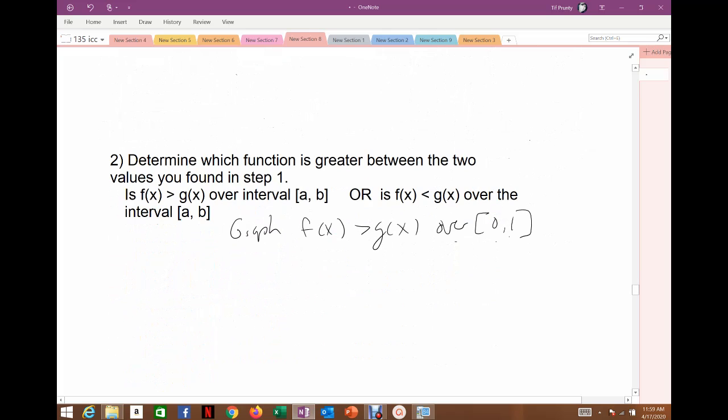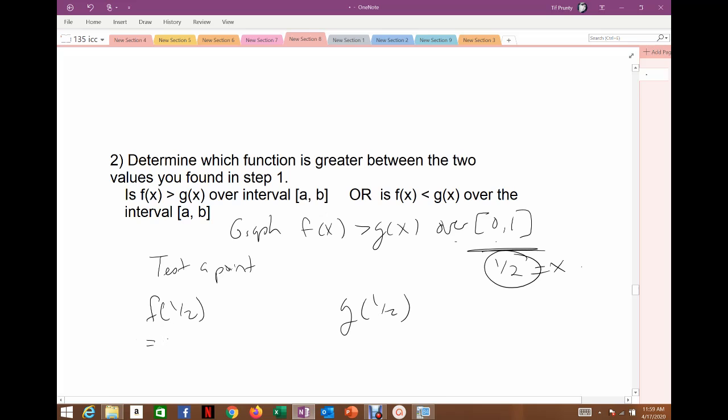But if I don't have my graph, or if I'm unsure about my graph, I can always test a point. I'm going to test a point, and it's got to be a point inside my interval. Between 0 and 1 there's only fractions, so the easiest one to test would be 1/2. 1/2 is the x value I'm going to test. I'm going to find f of 1/2 and g of 1/2. So f of 1/2 is 2 times 1/2 minus 1/2 squared, which comes out to 0.75, or 3/4 if you prefer.